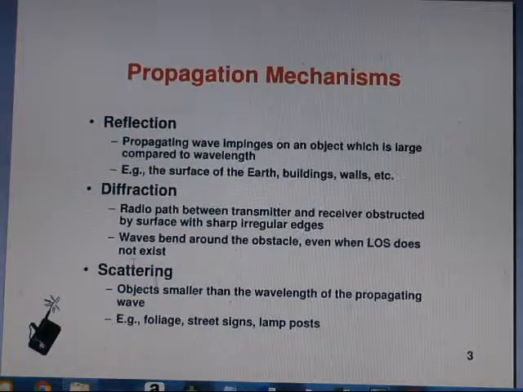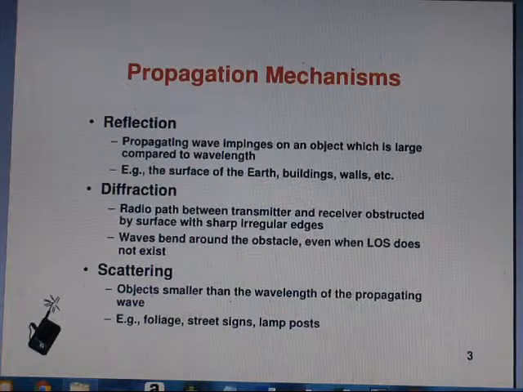Scattering occurs with objects smaller than the wavelength of the propagating waves. When the waves travel and hit an object smaller than the wavelength of the radio wave, the wave will be scattered. So this is scattering.